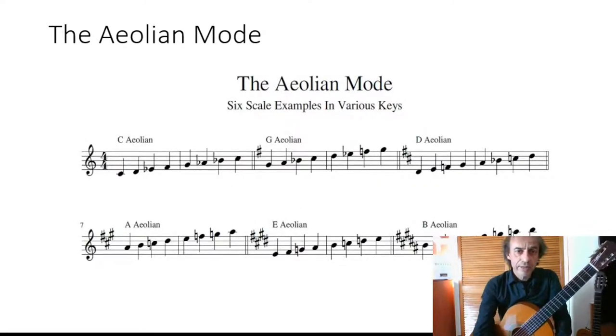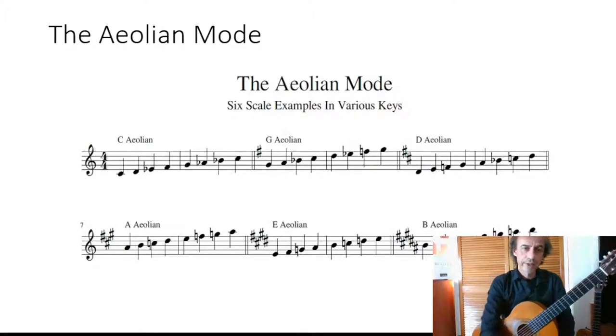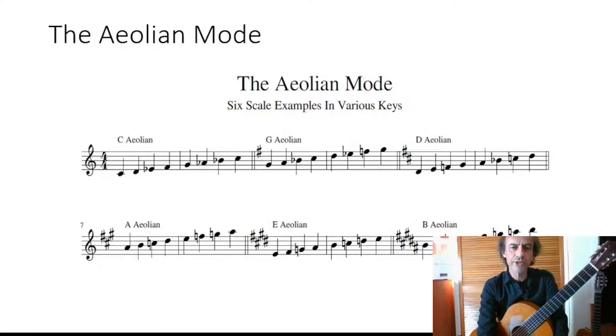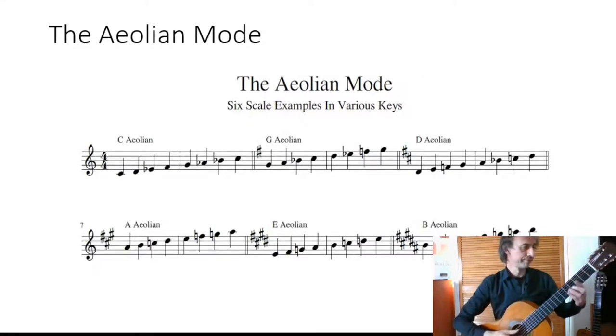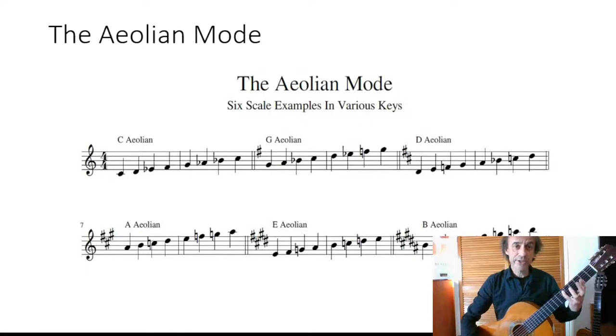Now I've written the Aeolian mode in some various keys. I'll try and switch camera when I get to the B Aeolian this time. So we've got C Aeolian. Now this is where you can't rely really on your knowledge of the major scale in terms of the relative. Now C Aeolian, starting and finishing on the C, would actually relate to the E flat major scale, and you've got to really know your flats in order to be able to do this, and I wouldn't recommend it.